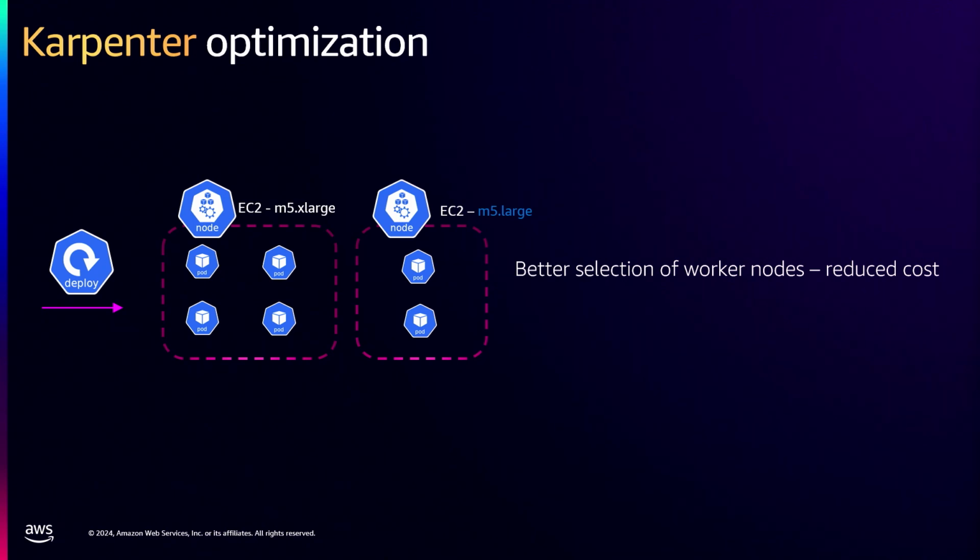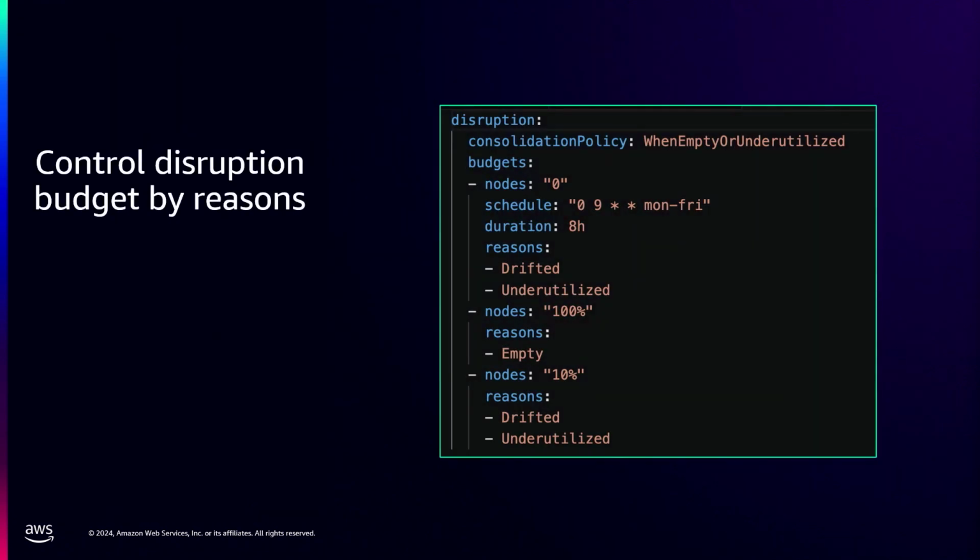Now, one question I get is, Raj, this is great, but a lot of critical workloads are running in the middle of the day, and I don't want Karpenter to disrupt all these EC2 instances. For that reason, we released disruption budget with Karpenter version 1. Using this disruption budget, you can specifically control the behavior of this disruption. So let's go through this.